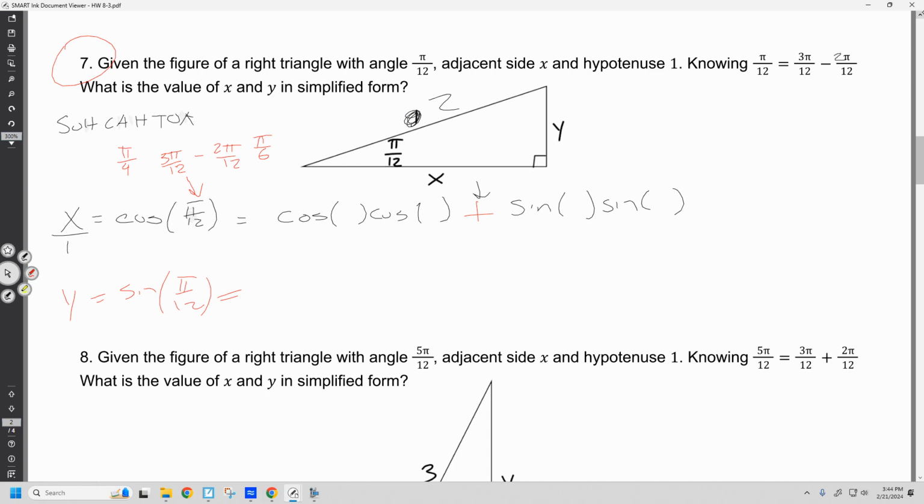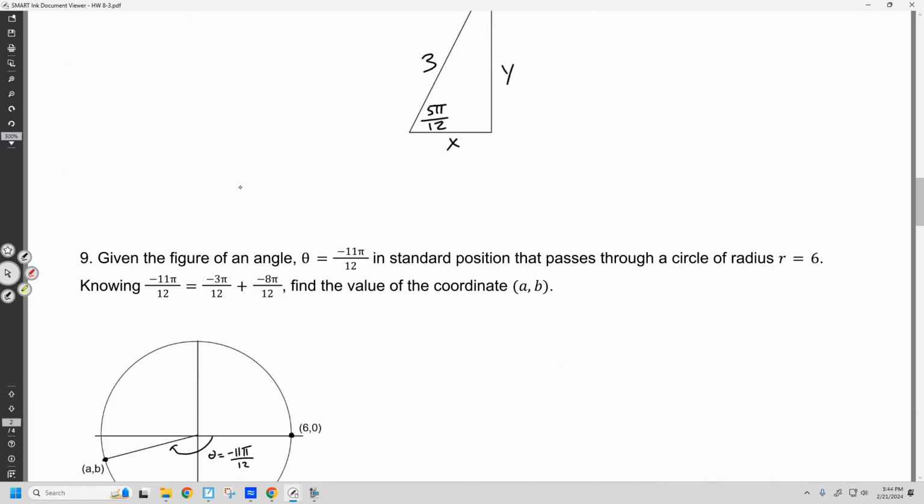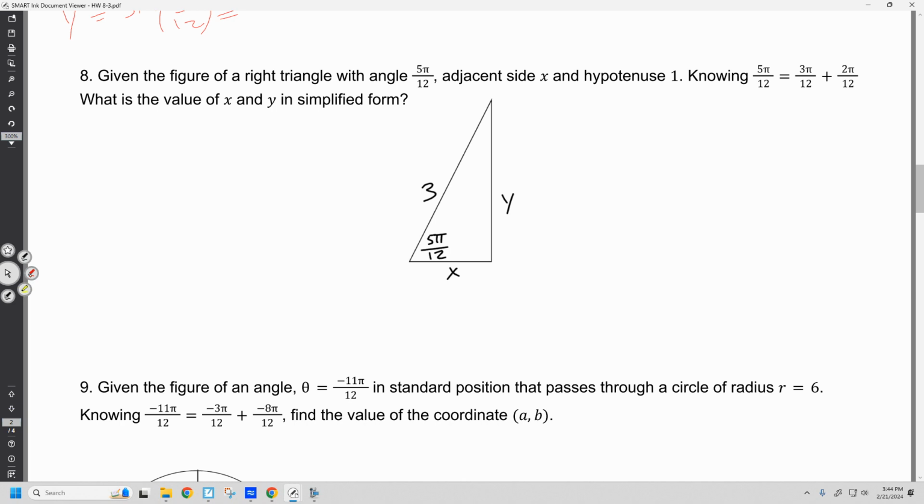It's one of those confidence building exercises where you feel like you got the right answer, you double check it, bam. All right. These are all the same. This needs to be scaled. Sine of 5 pi over 12 would equal the opposite over the hypotenuse, which means multiply everything by 3. Scale things by 3, and you're good.